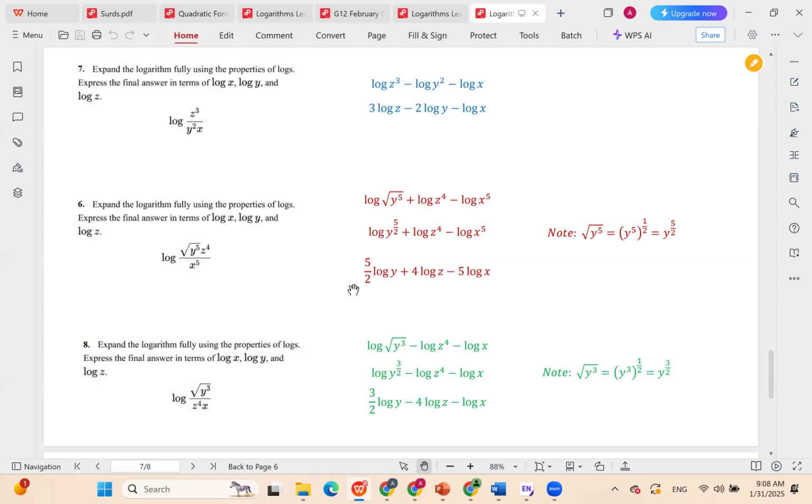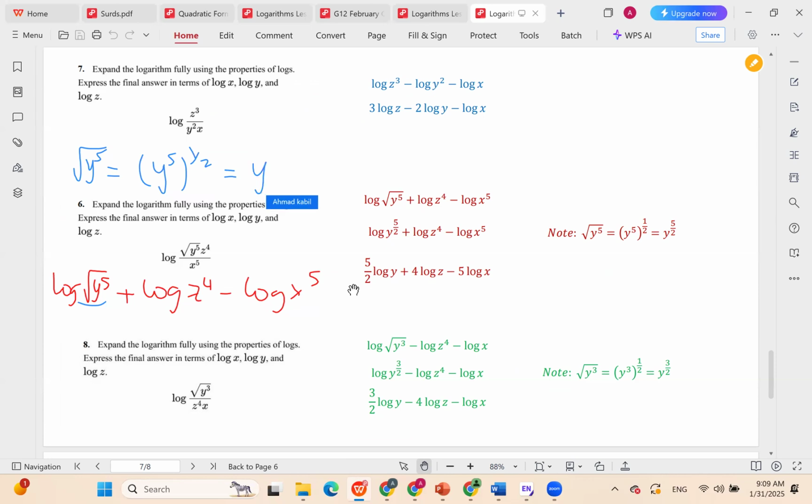For the next one, we have log root y power 5 plus log z power 4 minus log x power 5. For the term with the root, we can rewrite it as root y power 5 equals y power 5 all power half equals y power 5 over 2. So this becomes y power 5 over 2. We get 5 over 2 log y plus 4 log z. The power goes to the left, minus 5 log x as a final answer.